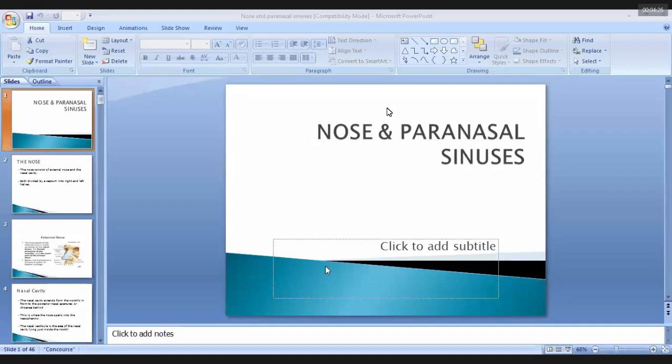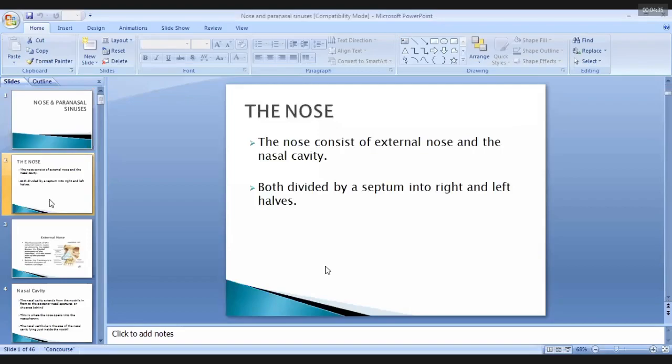So today's lecture topic is about the nose and the paranasal sinuses. It starts from the first structure, that is the nose. The nose consists of two parts. The outer part is known as the external nose, that you can easily see with the naked eye from the outside. Inside there is a cavity known as the nasal cavity. So there are two parts of the nose, the external nose and the nasal cavity. Both these parts are divided by a septum into two halves, the right and the left halves.